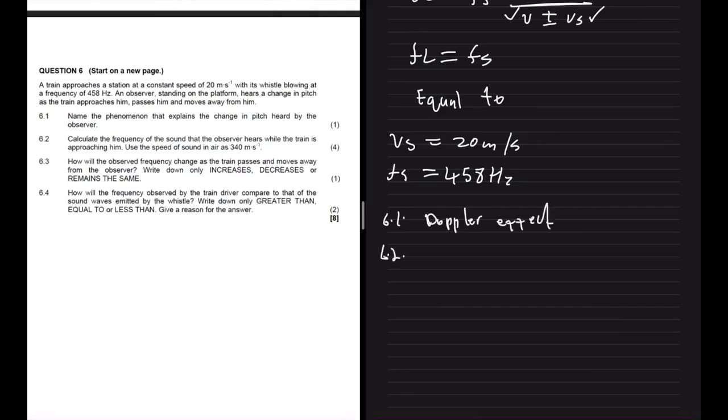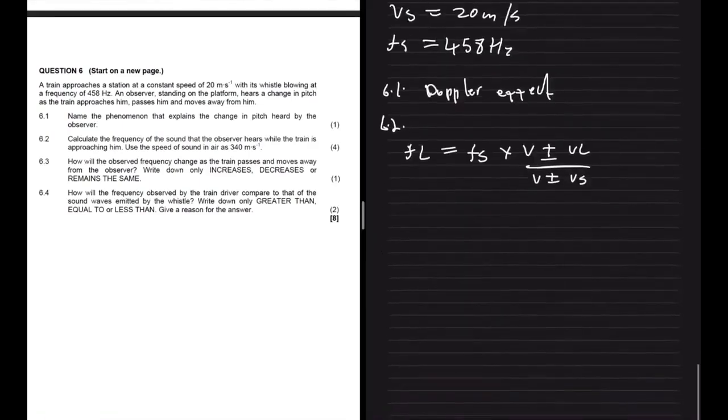6.2. Calculate the frequency of the sound that the observer hears while the train is approaching him. Use the speed of sound in air as 340 Hertz. Calculate the frequency. Okay, so we are looking for FL, which is equal to FS multiplied by (V plus or minus VL) divided by (V plus or minus VS), like we always have.